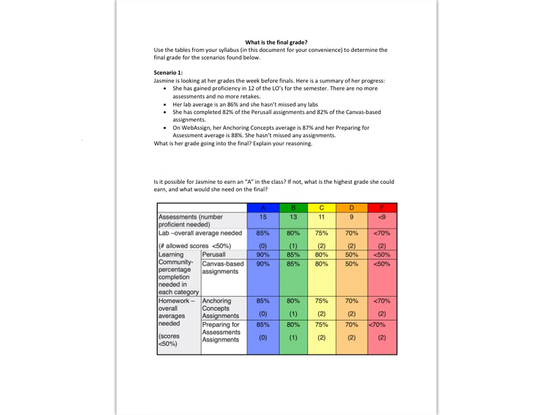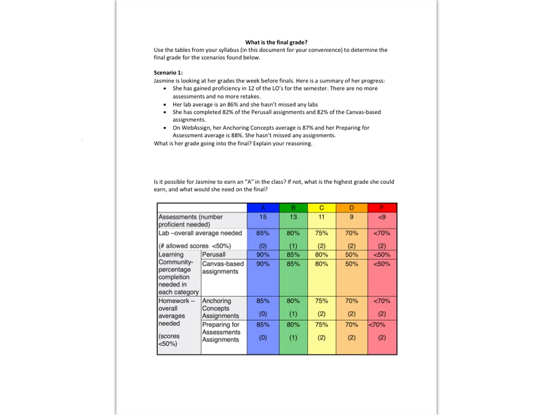And once we know that, we can look at the other table that talks about the final grades. So basically, our two key questions that we're trying to answer with this assignment are: what is the grade of the student going into the final, given all the information we have? And then also, can they earn an A in the class? And if not, what would be the highest grade that could be earned? Okay, so let's start with LOs.